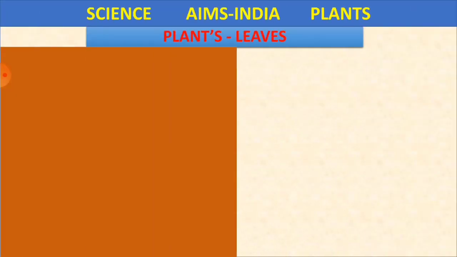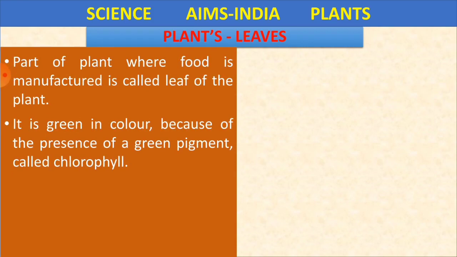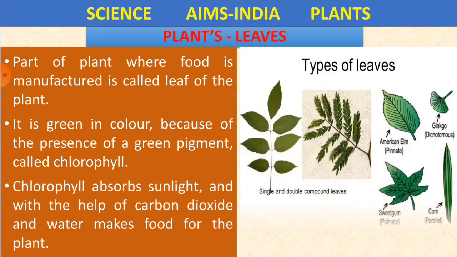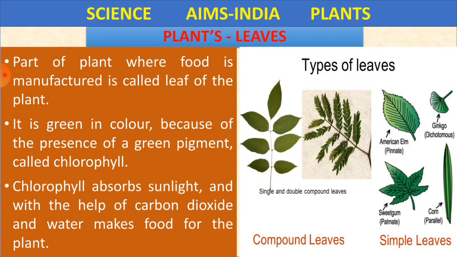Now, what about this plant's leaves? Until now we learnt the parts of a flower, then types of plants. Now, we are going to learn more about leaves. What are the parts of the leaves? How the leaves are structured in a plant. Okay, children? The part of a plant where food is manufactured is called the leaf of the plant. As you see in the diagram, we have so many leaves for different types of plants, and these leaves produce the food for us.